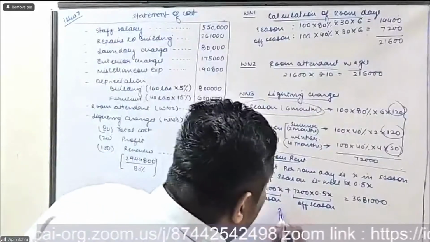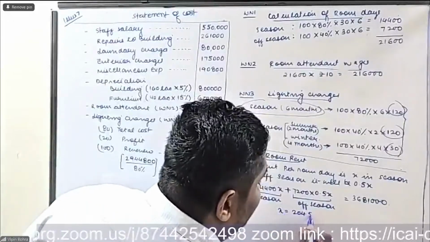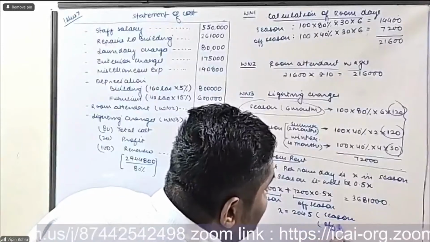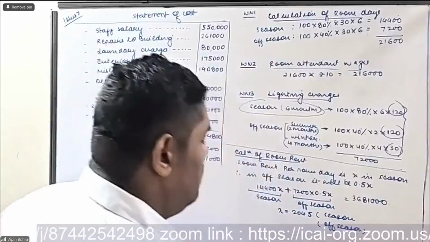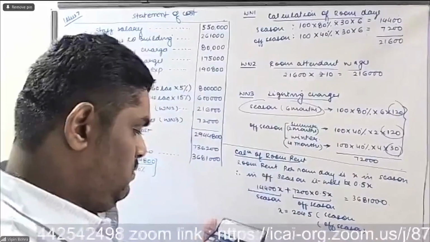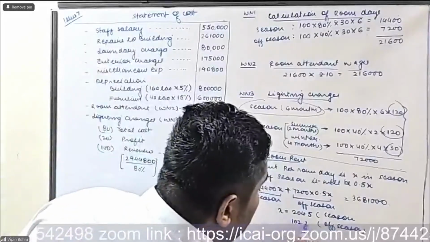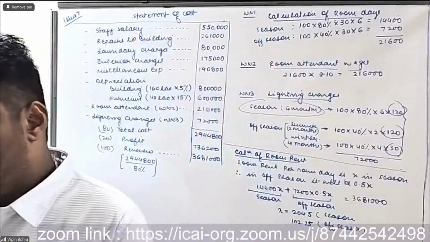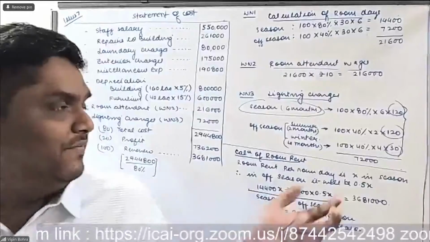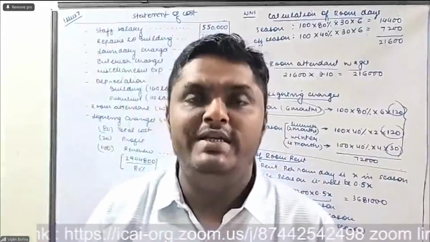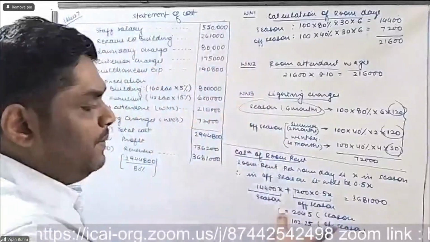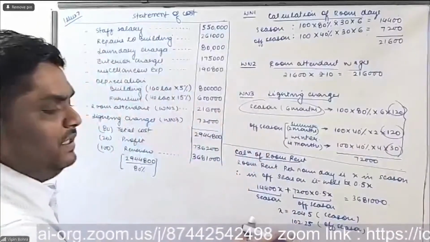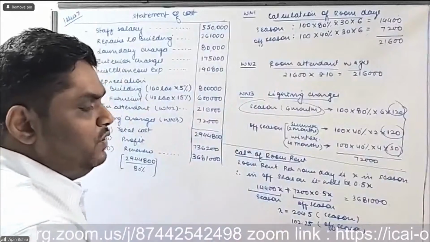So the X value will be 204.5. That is during the season. And in off season, it will be half, 102.25. If you guys have any doubts or queries in this calculation, you guys can please post your query. When talking about the room rent for the season, it will be 204.5, and for the off season, it will be 50%. So it will be 102.25.